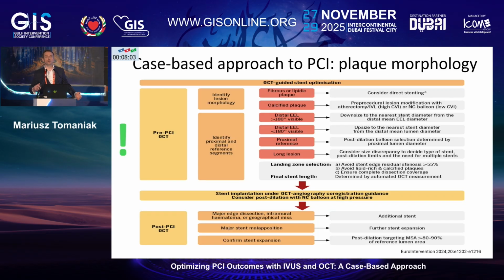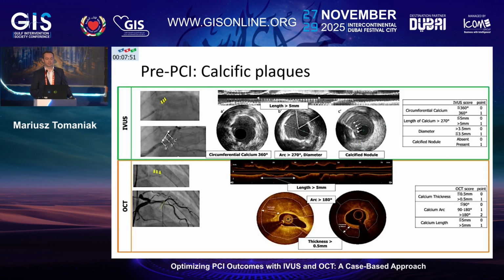But having all these devices to prepare plaque before placing the stent, it's super important to check the plaque morphology, and that's particularly the case for calcified lesions. We look at the circumferential extent, how much of the vessel circumference is affected by the calcified plaque. We check the arc, we look whether there are any calcified nodules present.